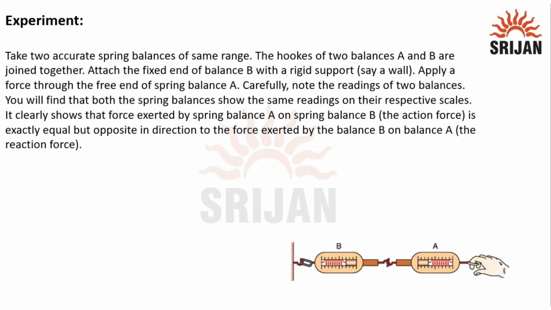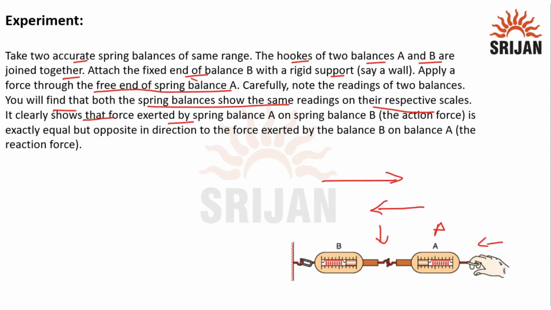Next example, for the experiment you have to take two spring balances, as you can see, A and B. The hooks of the two balances A and B are joined together. This is the hook. This is the balance. Now you have to attach the fixed end of balance B to a rigid support. Apply a force to the free end of spring balance A, as you can see here. Now you have to carefully note the readings of the two balances. You will find that both the spring balances show the same reading on their respective scales. It is clearly shown that the force exerted by spring balance A and spring balance B is equal but opposite in direction. Clear? So this is the experiment for action and reaction forces.